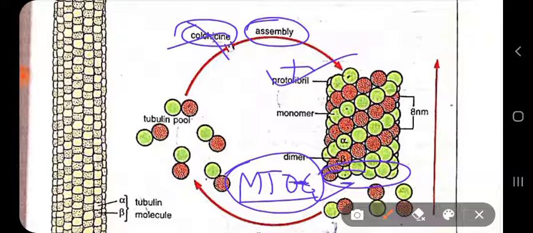Okay, and the positive or fast growing ends of the microtubule are protected by capping proteins. Some capping proteins protect the positive ends of the microtubules. So the fast growing, plus growing end is protected by capping proteins, whereas the negative, minus or slow growing end of the microtubules is protected by the MTOC, or microtubule organizing center, which helps in protecting the minus end from disassembly.